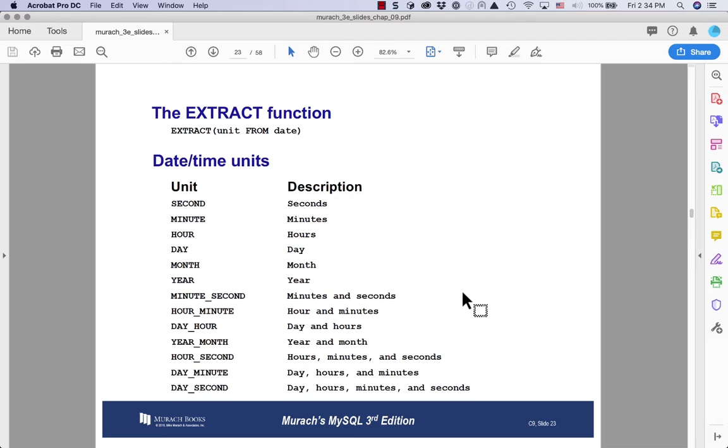Okay, another thing that we can do is use the extract function, which is maybe more general. So we say extract unit from, and then we give it some kind of date value or column that's holding a date-time value. So, what can we extract? The second, the minute, the hour, the day, the month, the year, the minute_second, which will give you minutes and seconds, hour_minute, day_hour, year_month, hour_second, day_minute, day_second.